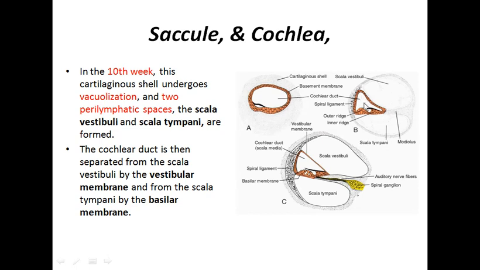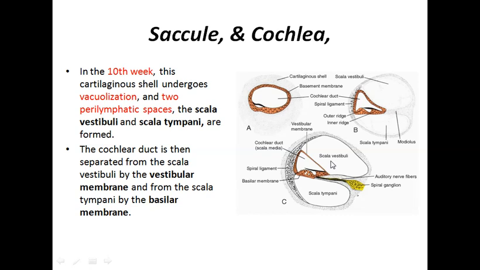The cochlear duct is separated from scala vestibuli by the vestibular membrane. यहाँ बीच में vestibular membrane होगा. C में देखो, this is the vestibular membrane, right? And the cochlear duct is separated from scala tympani by the basilar membrane. This is the basilar membrane. सही है. So the basilar membrane separates the cochlear duct from the scala tympani. The vestibular membrane separates the cochlear duct from scala vestibuli, right?